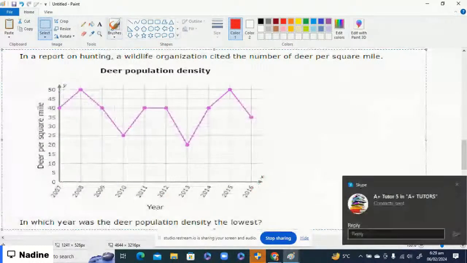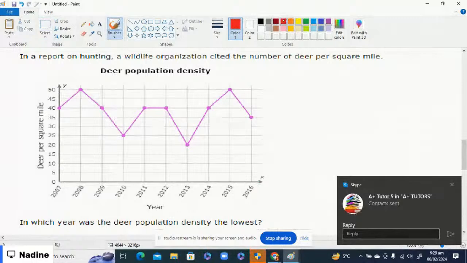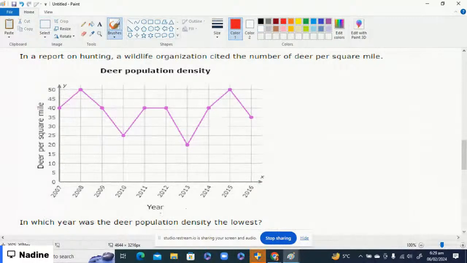Okay, so here is the thing, as they are saying, in which year was the deer population density the lowest? So this is the greatest point here. Where is the lowest point? This one is the lowest point. So at the lowest point it is 20, and the year is 2013.